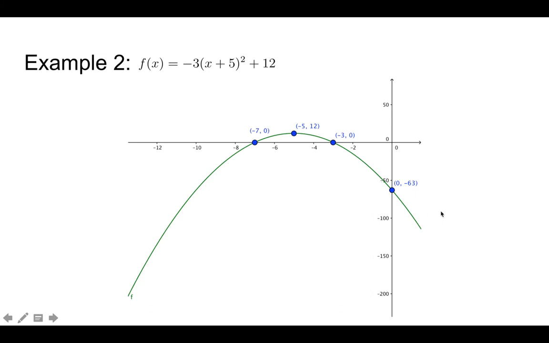Okay, so we have our y-intercept that we found, these two x-intercepts, and the vertex. We know the graph points down because A is negative. We draw a nice pretty curve through them.